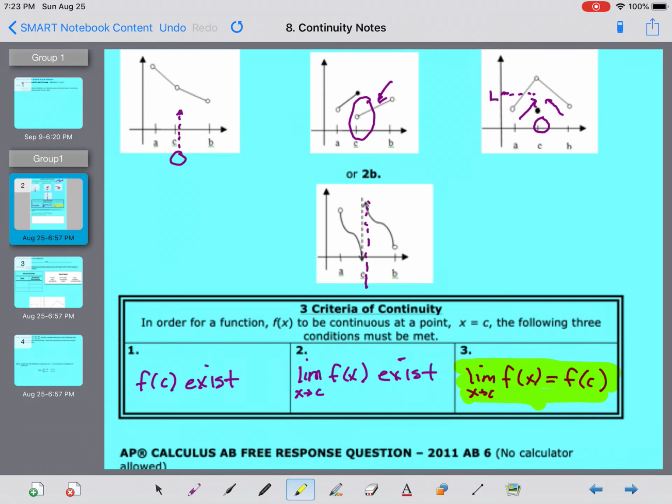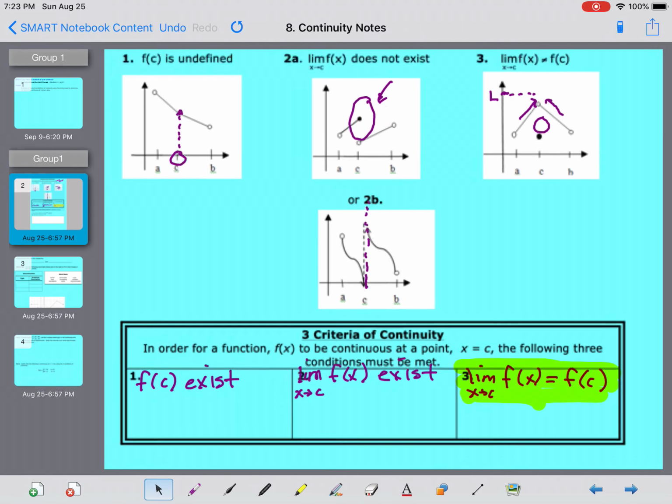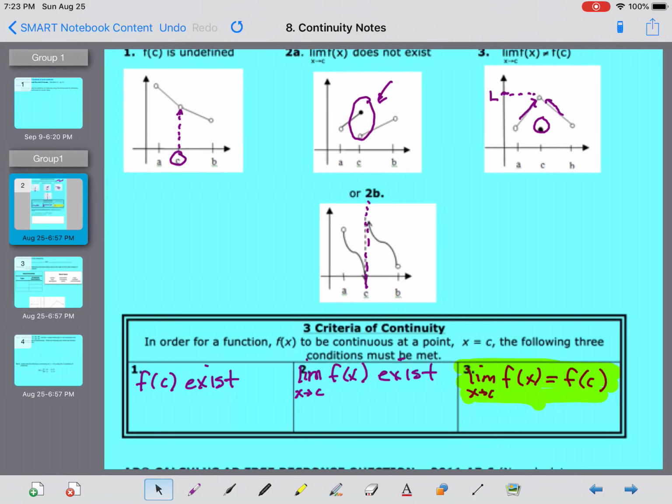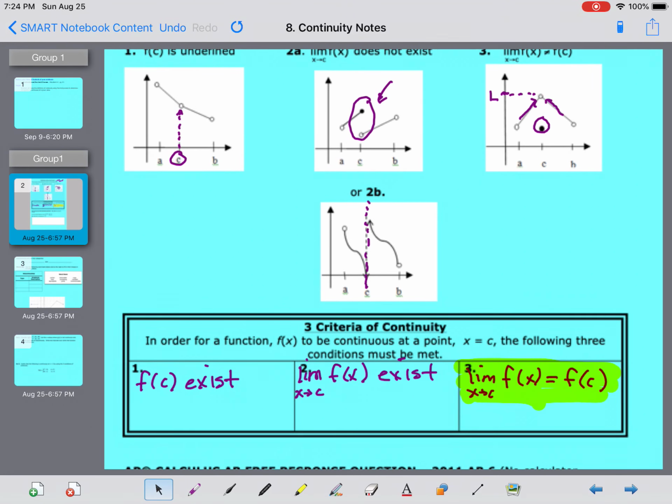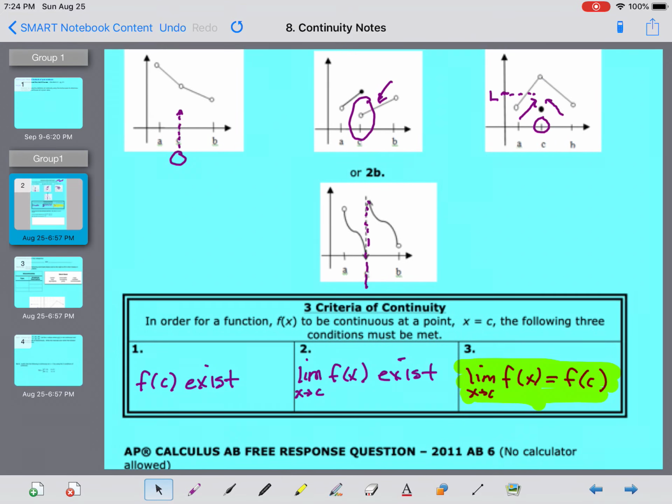And if we look at all three of our pictures above, in not one of them is that third condition happening. So we use these three parts of the definition of continuity, or the three criteria of continuity, to prove whether a function is continuous or not.